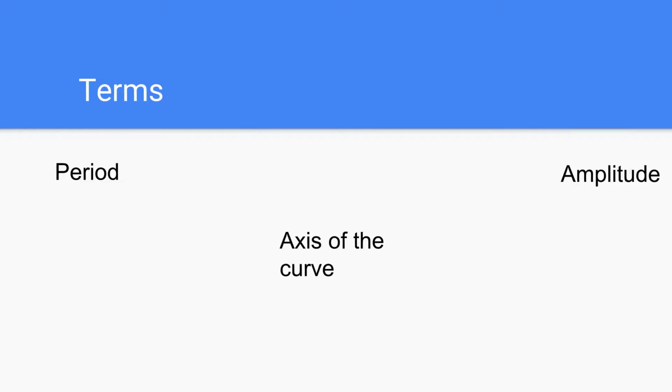First, we have period, which is the length of a cycle. Next, we have axis of curve. This is the value of the halfway point between the maximum and the minimum values. Lastly, we have amplitude. This is the distance between the axis of curve to the maximum or the minimum point. And don't worry, I'll explain these a bit later.